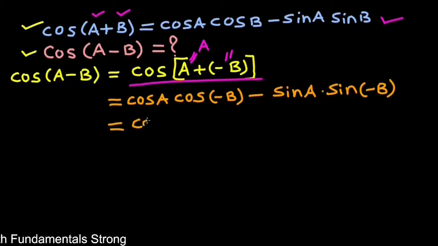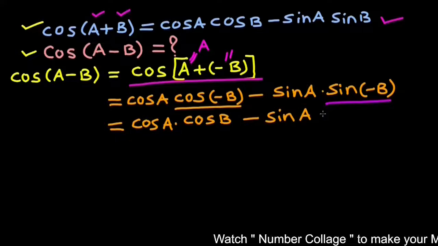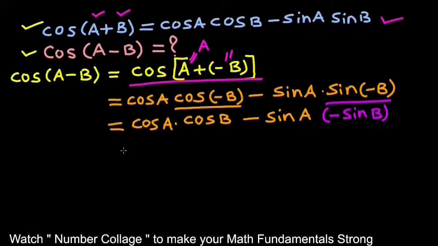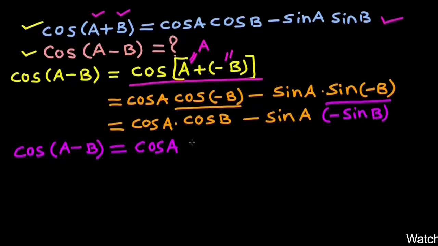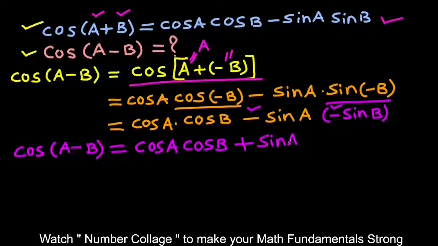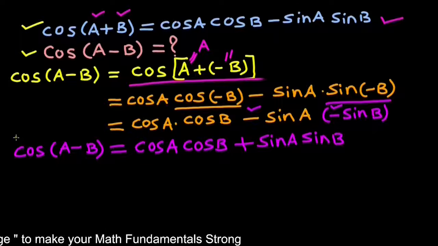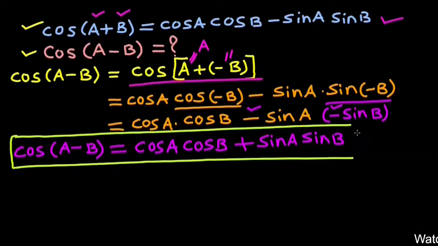That will be cos A. We know that cos of minus B is cos B itself, minus sin A. Now we know that sin of minus B is minus sin B. So cos of (A minus B) will become cos A cos B, minus into minus will be plus, sin A sin B. So this becomes the addition formula for cos (A minus B), which will be cos (A minus B) equals cos A cos B plus sin A sin B.